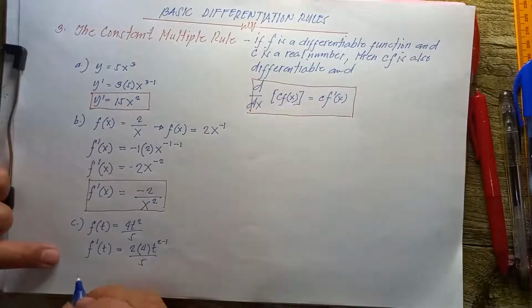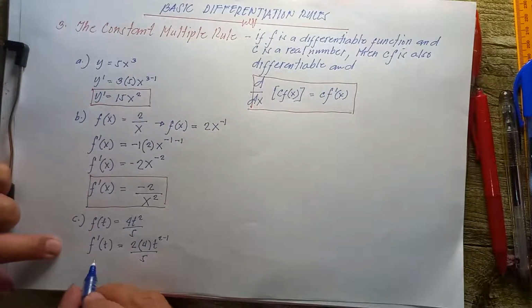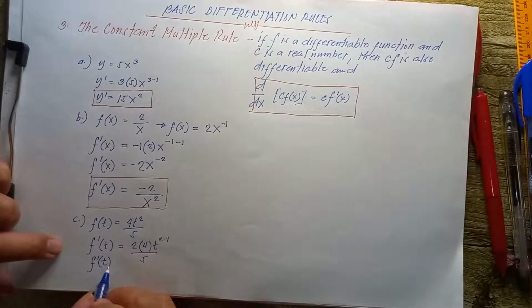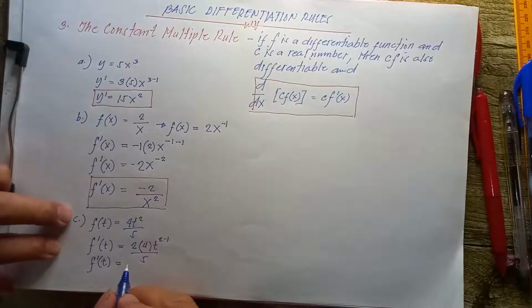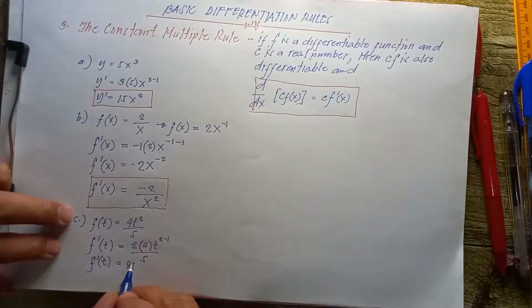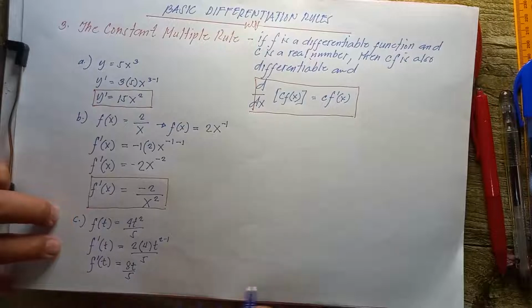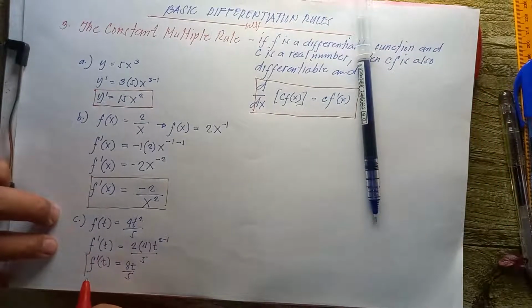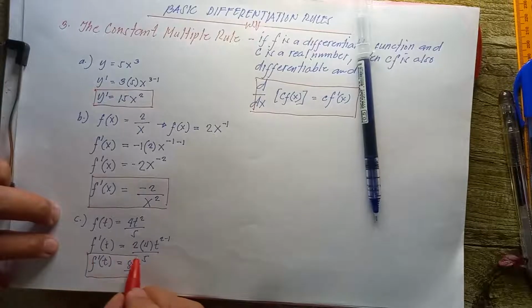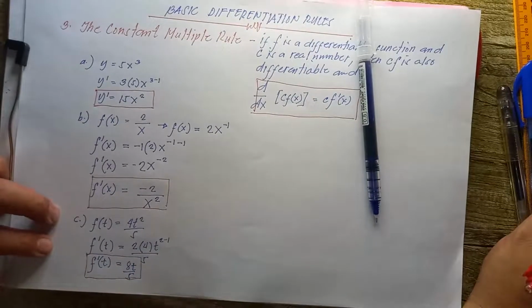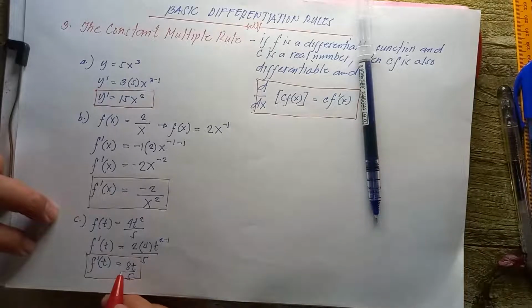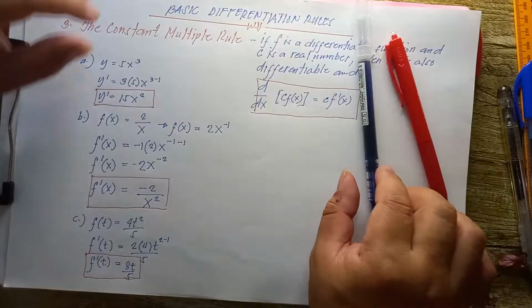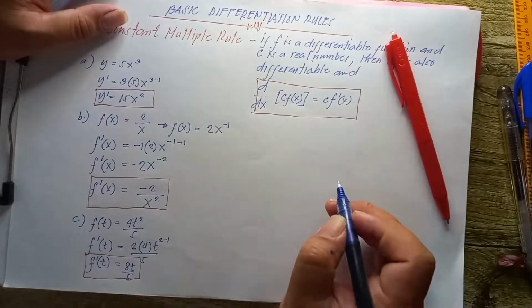Now, what would be the answer? The answer would be f prime of t will be 8t over 5. And so that must be our derivative. So the derivative is f prime of t is equal to 8t over 5. Another one: what about if we would like to do this one?